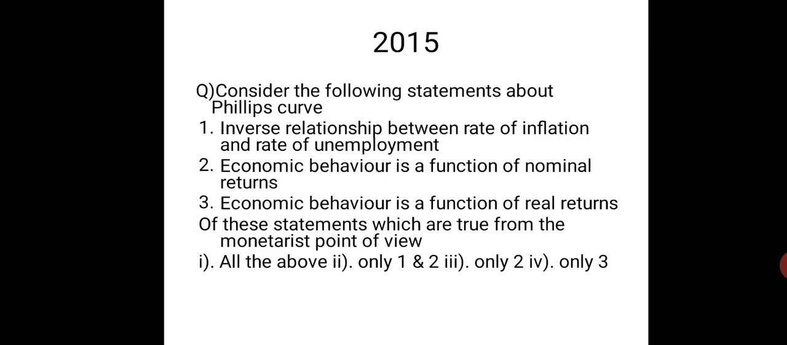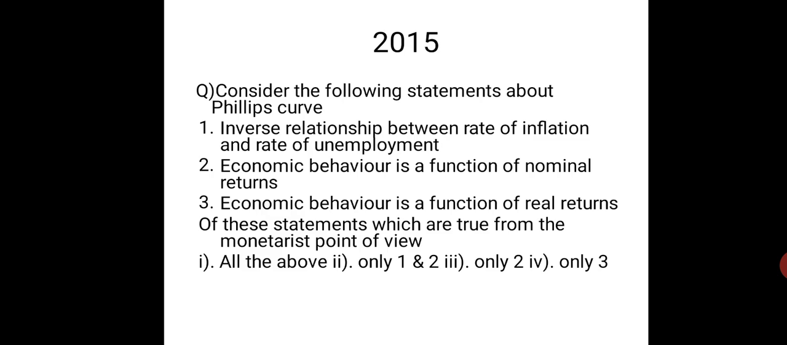Here is where we make a mistake. We just read the first line and we look up the options and we feel that, oh, it's just Phillips curve, so it must be the short-run Phillips curve. So we will go with option 1 and 2, and we will click that option. Right, so that is where you need to be very careful and read the whole question. The question is about the monetarist point of view, not just the normal Phillips curve.